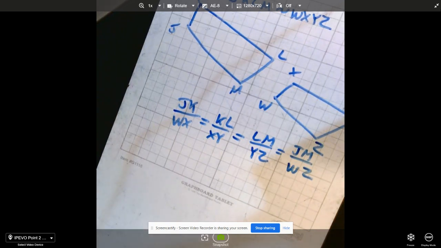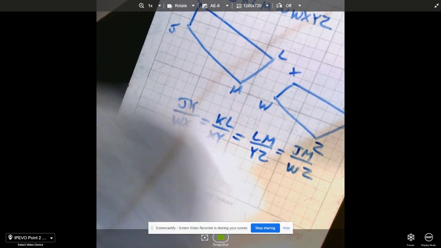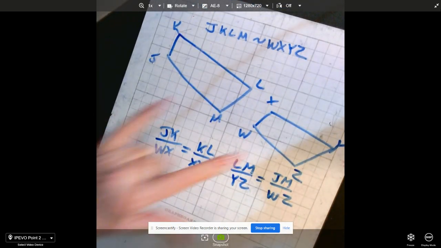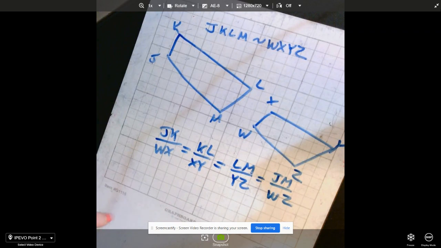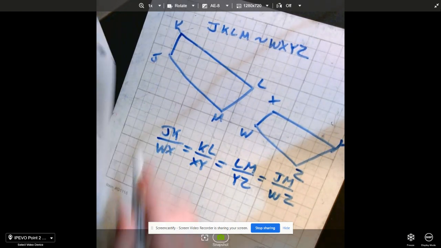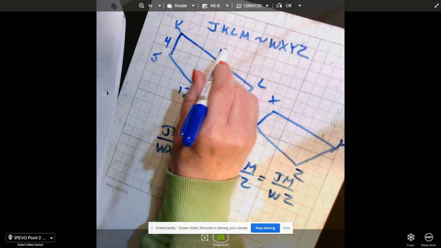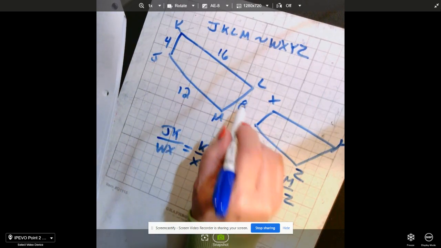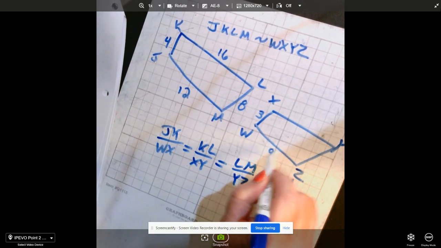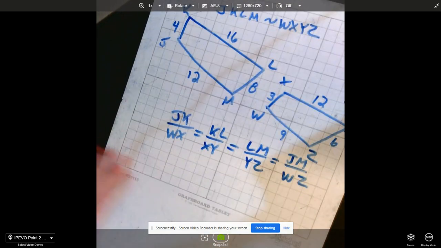The next thing it asks you to do on this here is to check that the ratio of the corresponding sides are equal. So these two quadrilaterals are only going to be similar if all of these 3 ratios are the same. So let's write in what they told us. They told us this was 4, this was 12, this was 16, this was 8, this was 3, 9, 12, and 6. So let's write in, based on our ratios, let's fill in all this information.